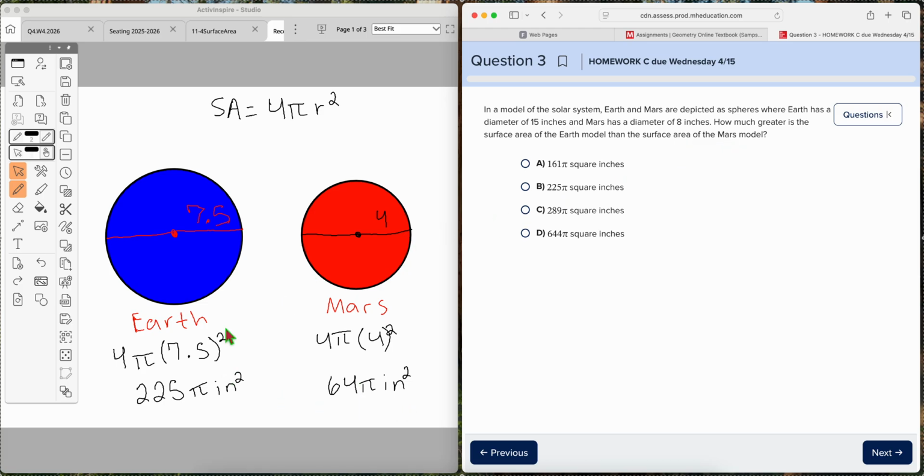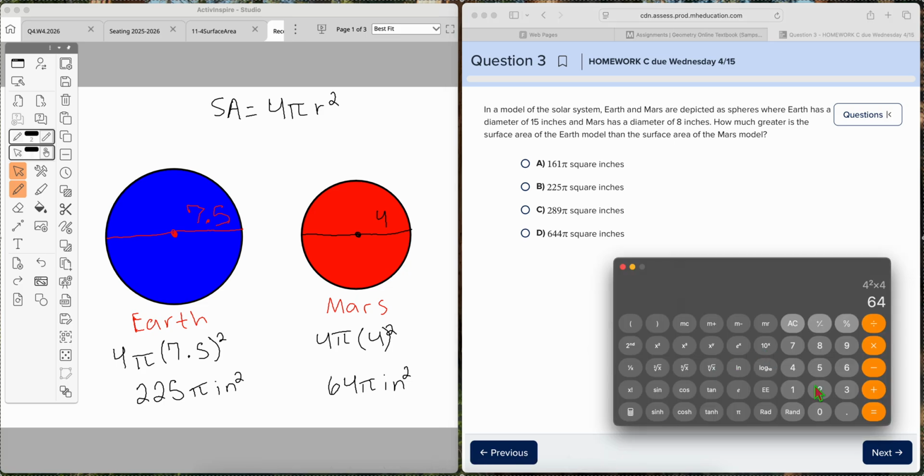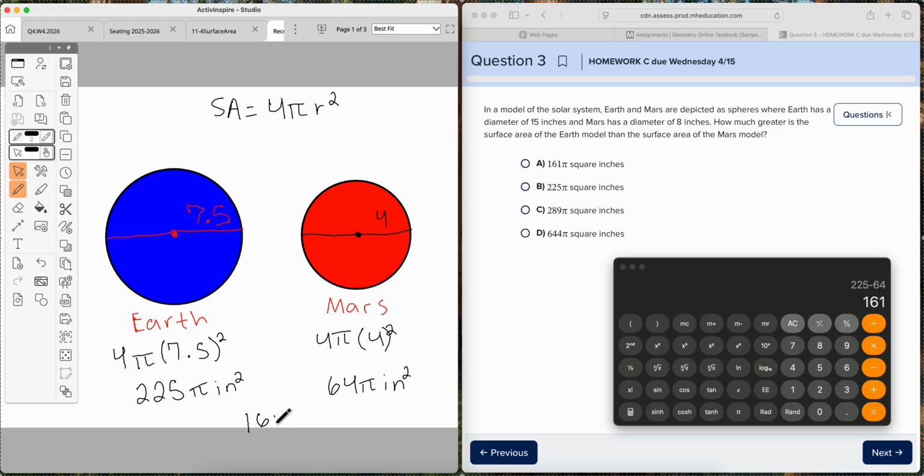So our best option here would be to subtract 64 from 225. So 225 minus 64 gives us a difference of 161 pi square inches of difference between these two surface areas. And that is option A. So A would be our answer to this problem.